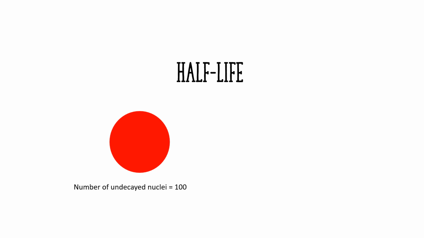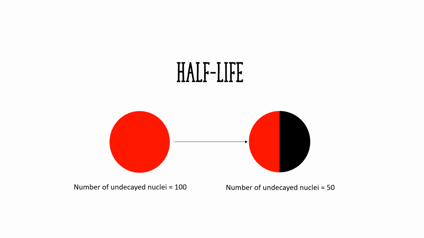Let's have a look at this example. Say, initially we have a radioactive sample with 100 number of undecayed nuclei. Now, half of these undecayed nuclei undergo radioactive decay, and we are now left with 50 number of undecayed nuclei. The time taken for this process to occur is 15 days, which means that the half-life of our radioactive sample is 15 days.